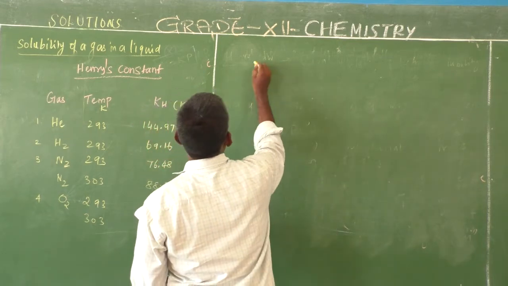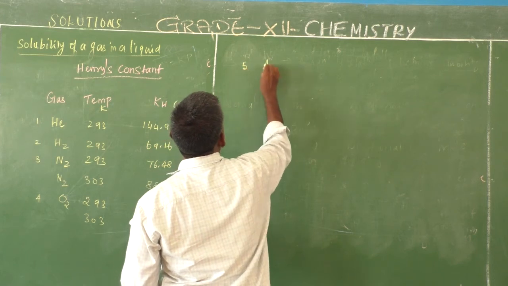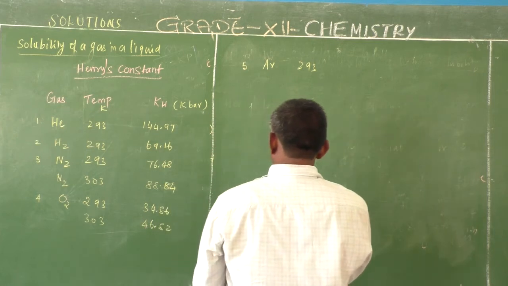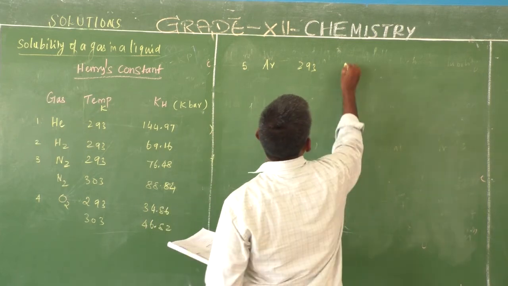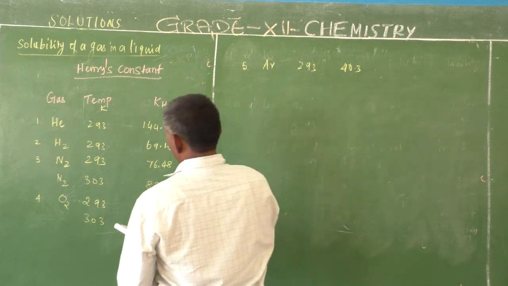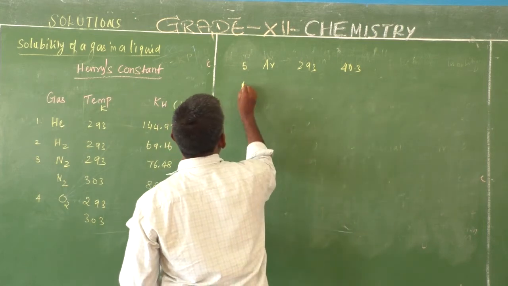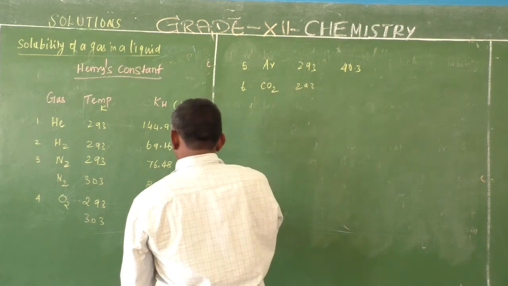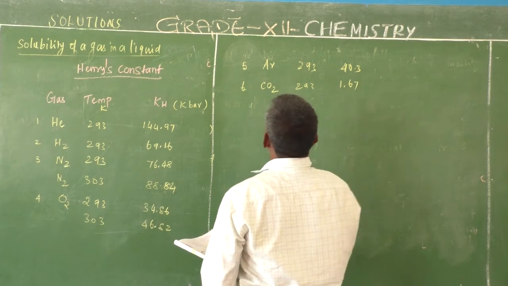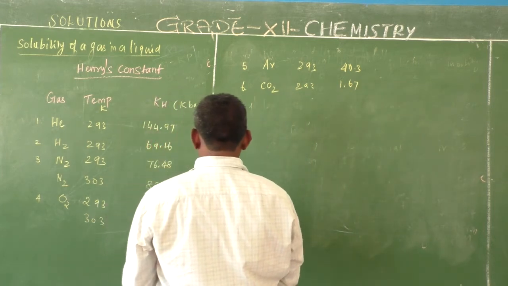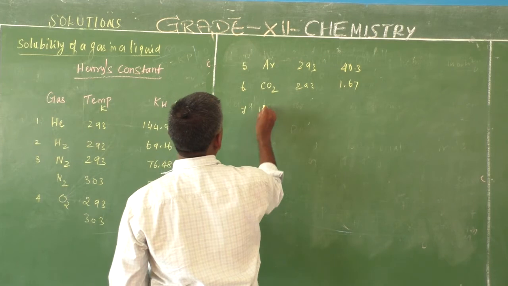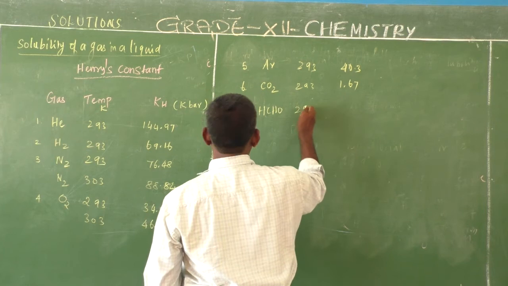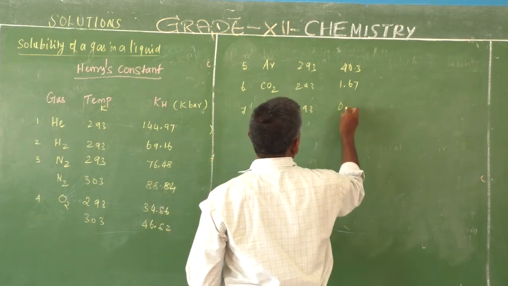Argon gas. And fifth, argon, what's the temperature? 293 Kelvin, Henry constant 40.3. Then next, carbon dioxide, 293 Kelvin, 1.67. And seventh, formaldehyde, 293 Kelvin, 0.413.